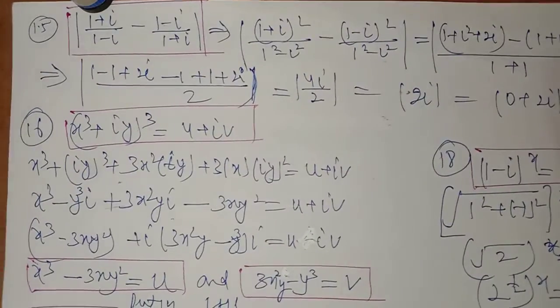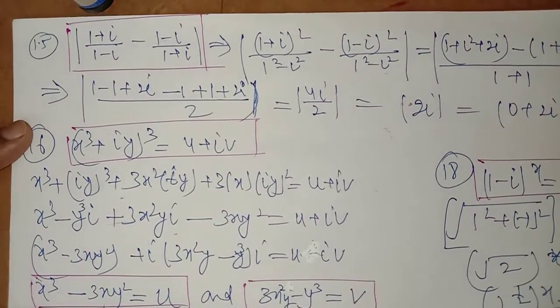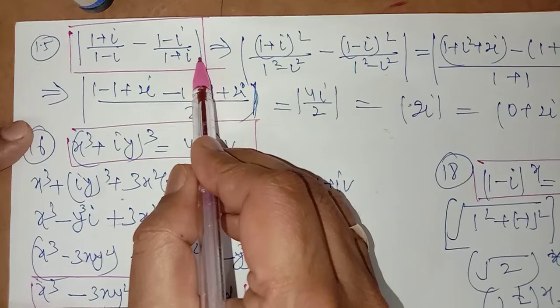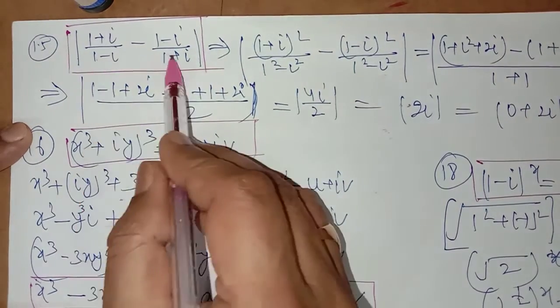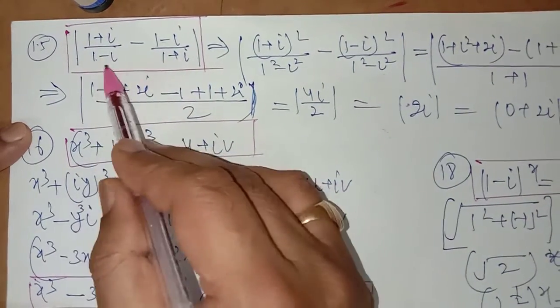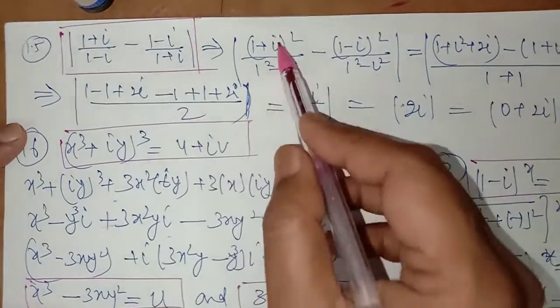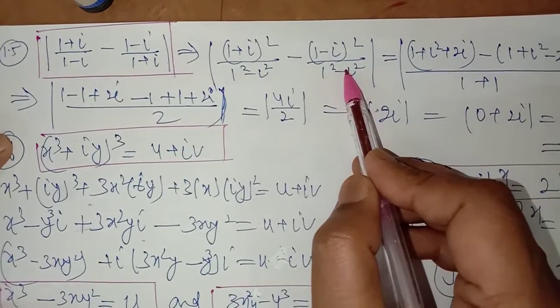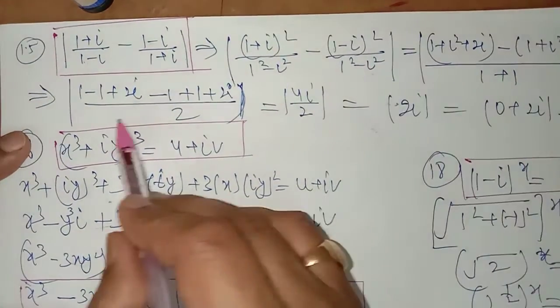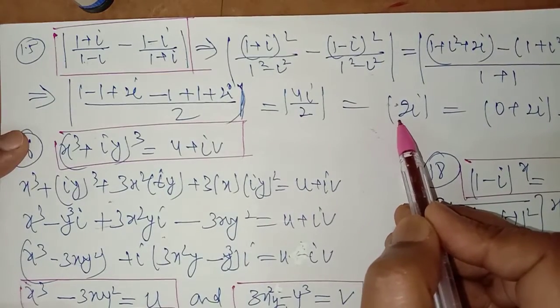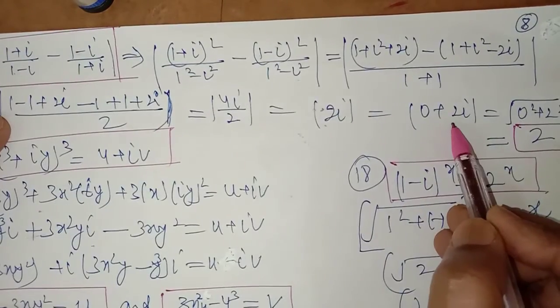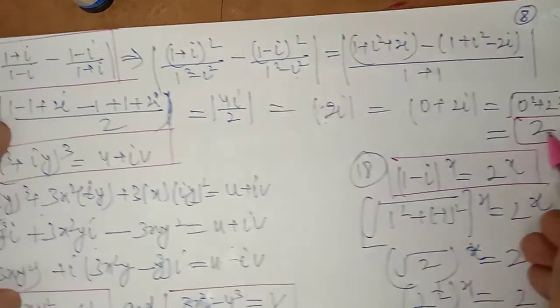Now in question number 15, you have to find the modulus of this expression. As usual, first of all, you subtract these two, or first of all you can rationalize the denominator. On rationalizing the denominator and converting this into the standard form 2i, or you can write 0 plus 2i, its modulus will be under root a square plus b square.